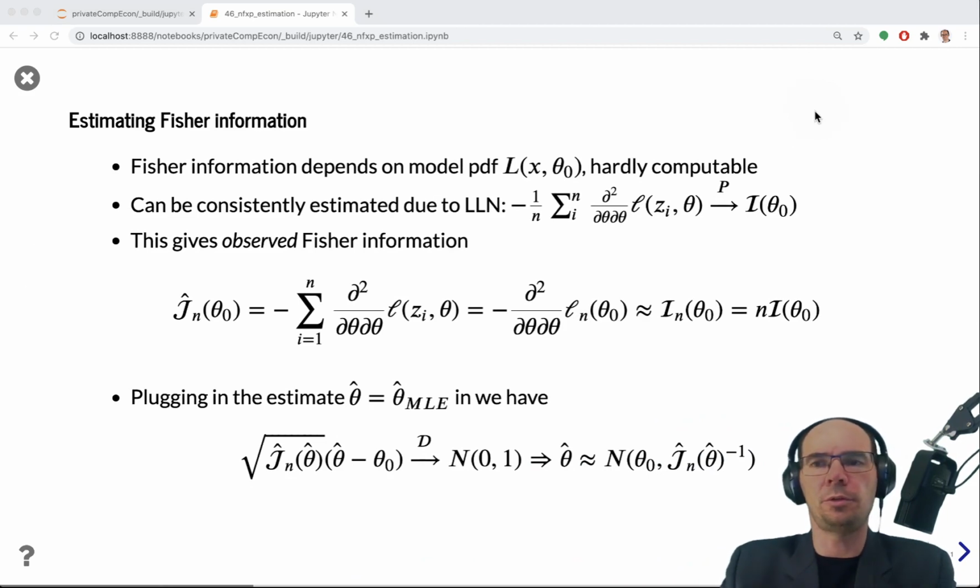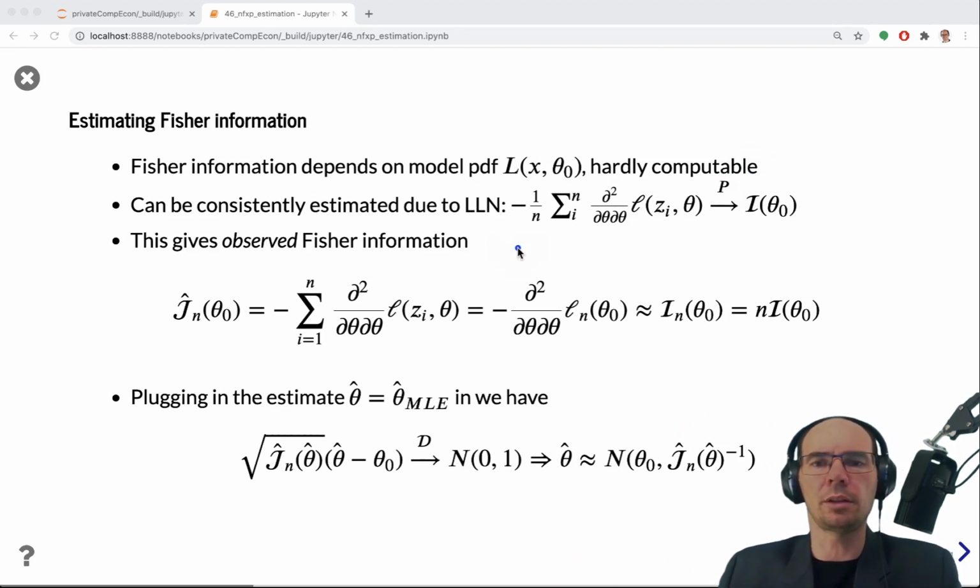Now, Fisher information is hard to compute. Why is that? Well, because in our case it depends on the distribution that's induced by the model. We can simulate from this distribution, doing simulations from the model, but we don't have an analytical form of the PDF that the model implies.